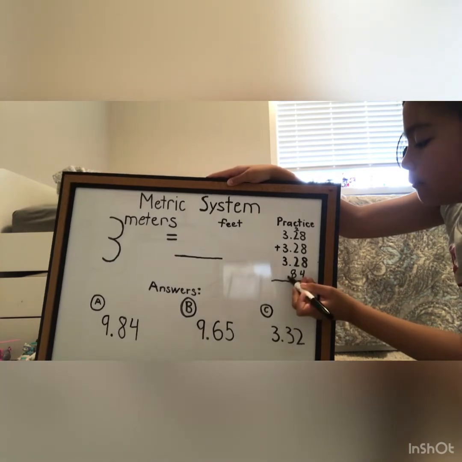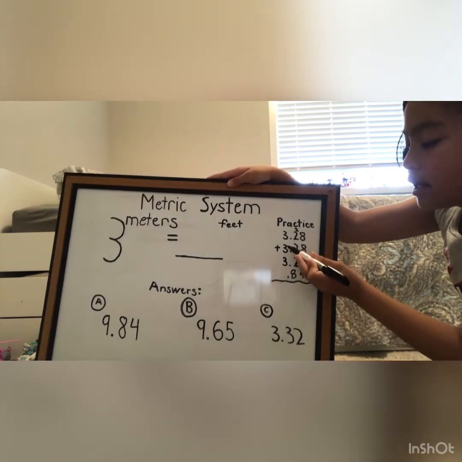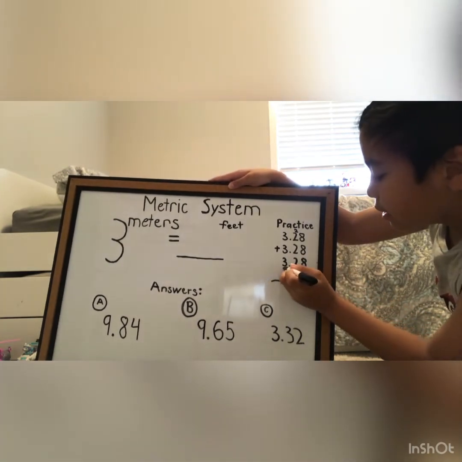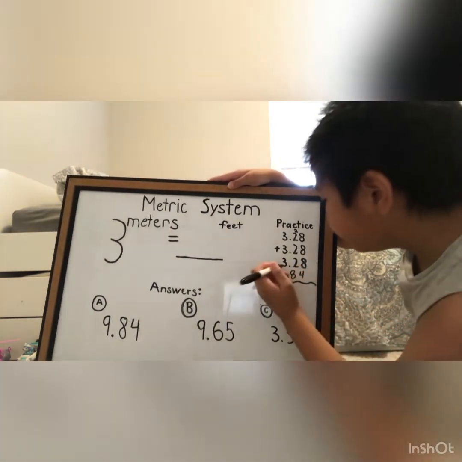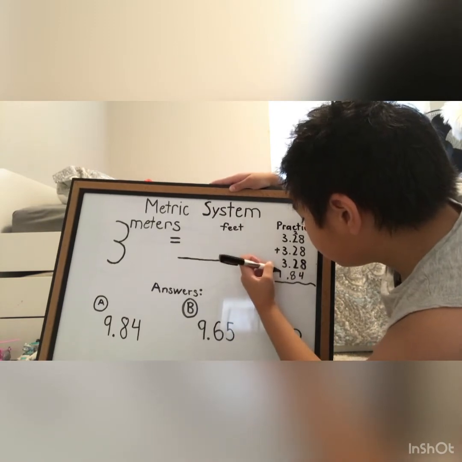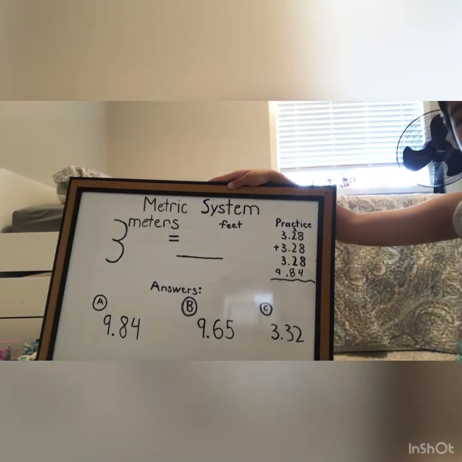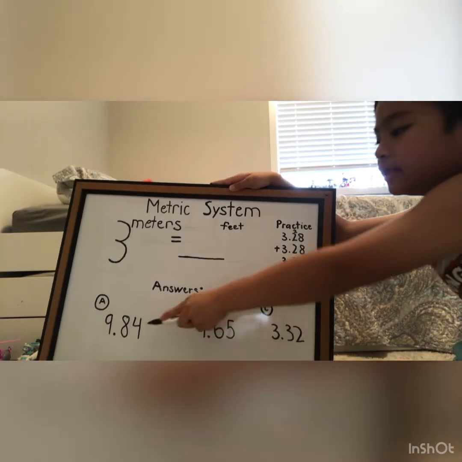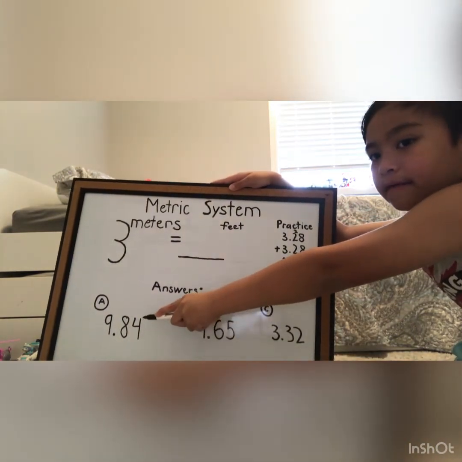Now, 3, 6, 9. So I put a 9. There. So that's why it's 9.84.